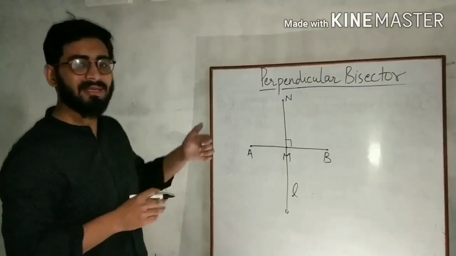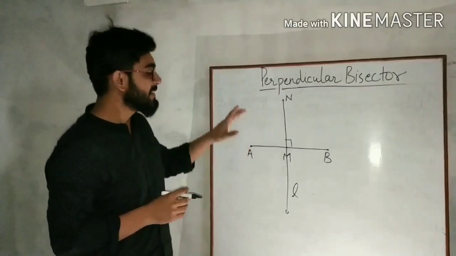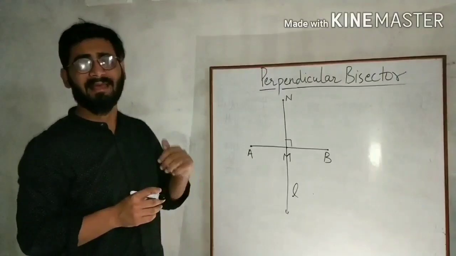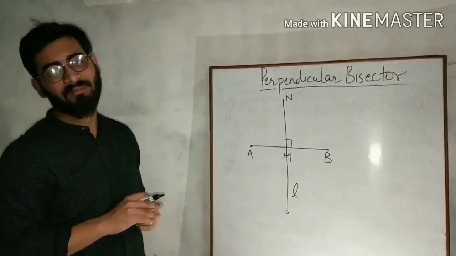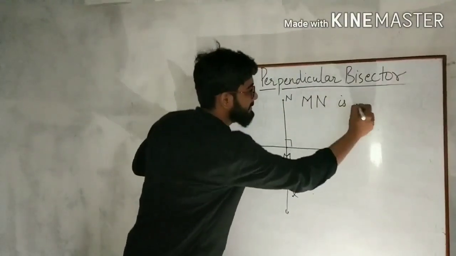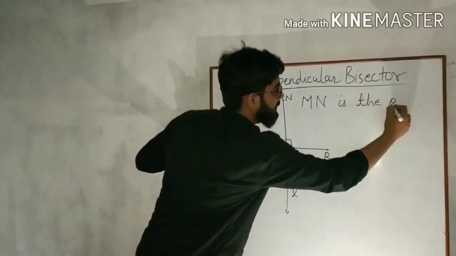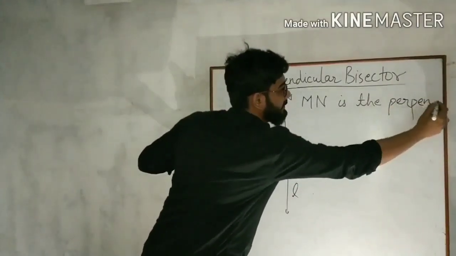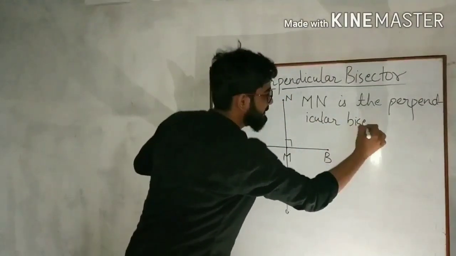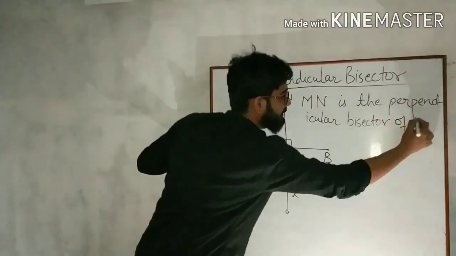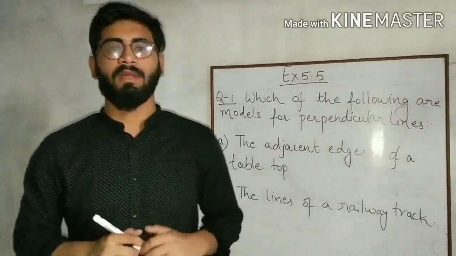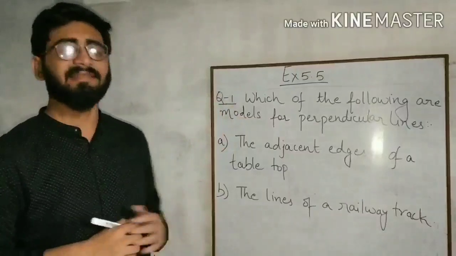Why do we say that MN is the perpendicular bisector of AB? Because MN is perpendicular to AB and MN is also bisecting AB, that is, MN is dividing AB into two equal parts. So we can say that MN is the perpendicular bisector of line segment AB. Okay, understood? Now we are going to do our exercise, exercise 5.5.